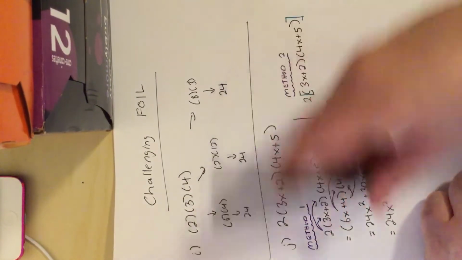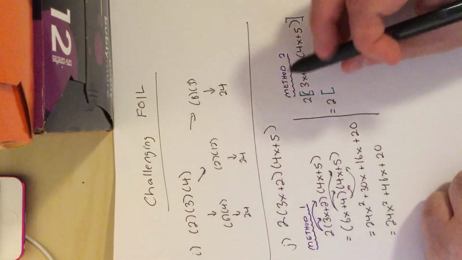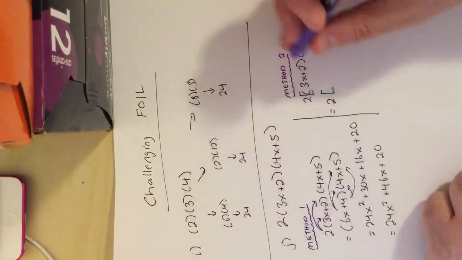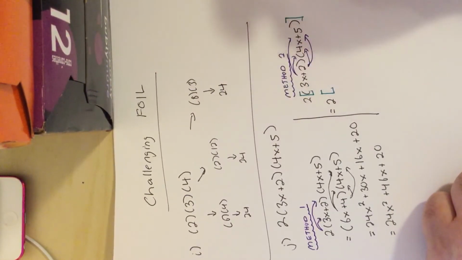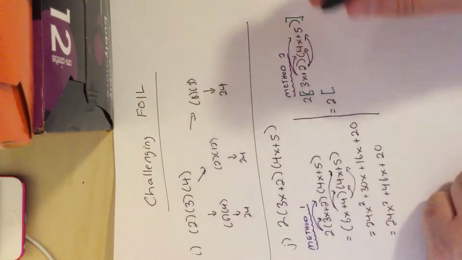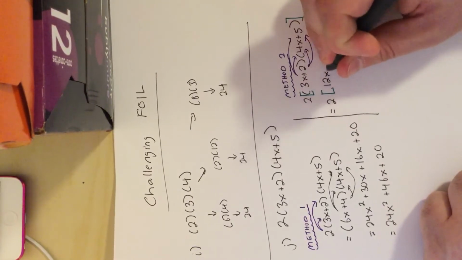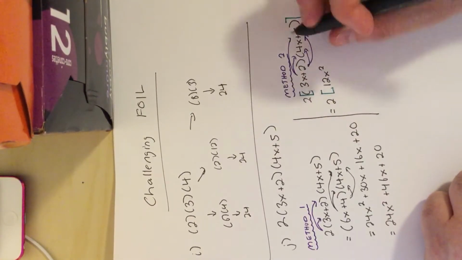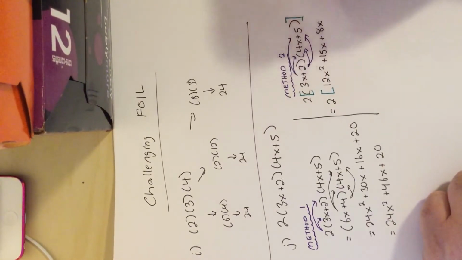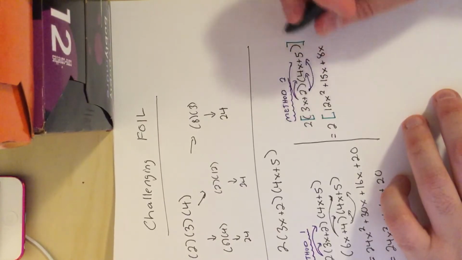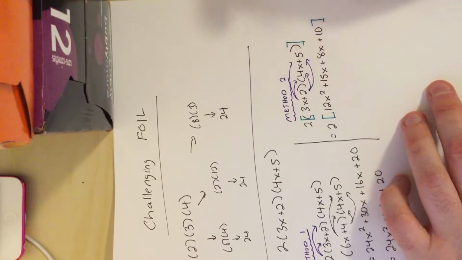So the 2 stays. My 2 bracket is over there. And I'm going to do my foiling stuff. Foil, foil, foil, foil. So 3x times 4x is going to be 12x squared. 3x times 5 is 15x. 2 times 4x is 8x. And 2 times 5 is 10. And all this is inside the teal bracket.